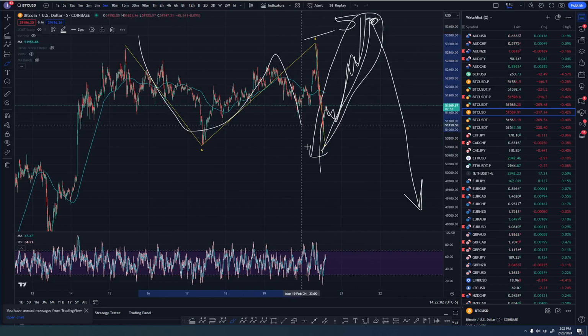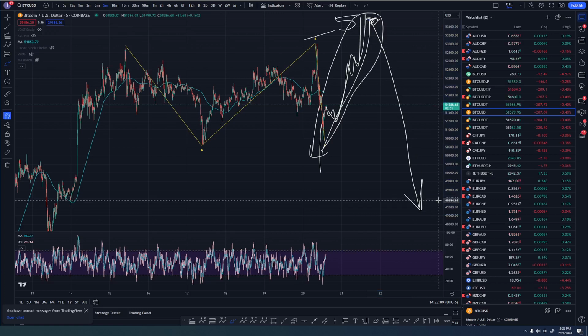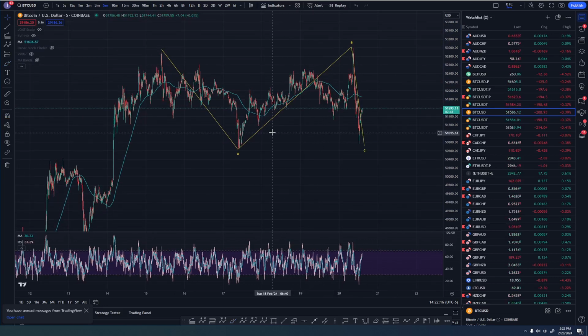This is the wave that gets everybody really, really FOMOing in. We had a fake out, double fake out. Here we go, we're going to the moon. Nope. It was just a stop hunt, and then we're really going down. Guys, this market is nasty in the way it moves. So you've got to understand wave structure for sure.